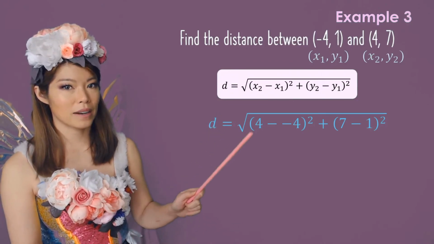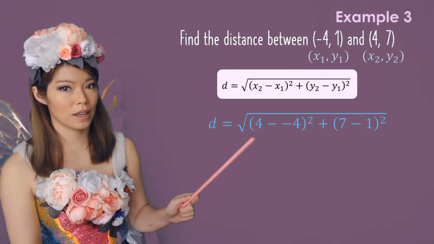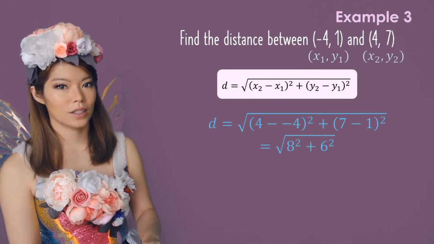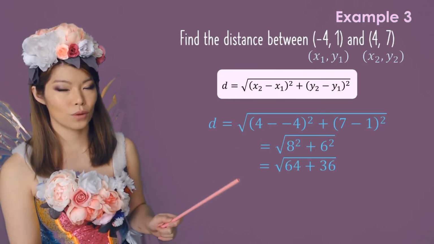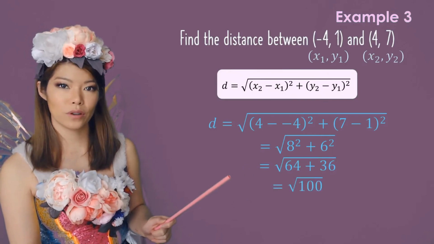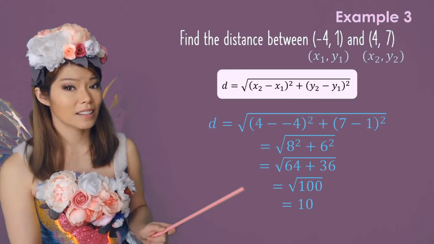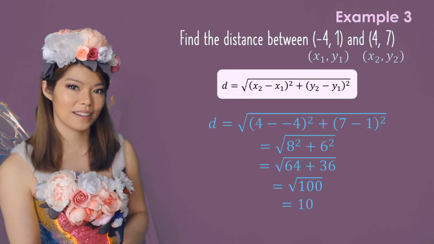Now 4 minus -4 is 4 plus 4, so be careful with that. You get 8 squared, 7 minus 1 is 6. So we have the square root of 64 plus 36, which is the square root of 100, which is, this time it looks nice, 10. Sometimes you get a whole number, sometimes you get decimals.